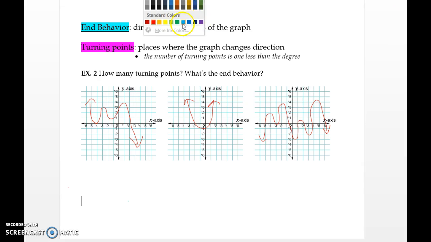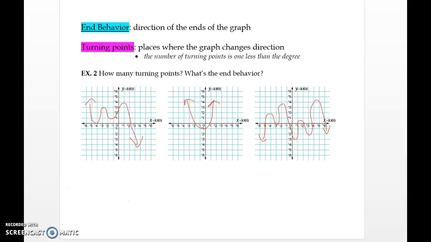So if we look at this first one here, my graph starting from the left is going down. So my graph is going down, and then right here, it changes directions because now it's going to go up. Oh, here's another point. It's changing directions. It's going down, changing directions, coming back up, changing directions. The number of turning points is always going to be 1 less than the total degree. So I have 4 turning points here, which means I'm going to have a 5th degree polynomial.